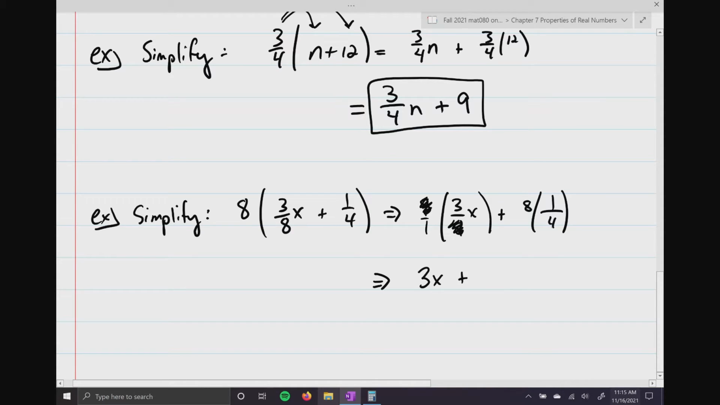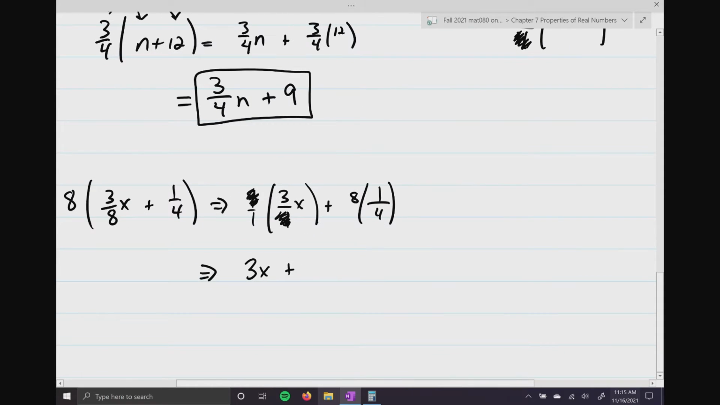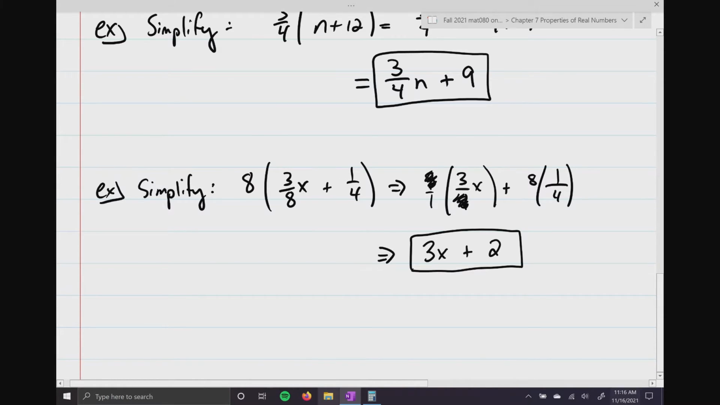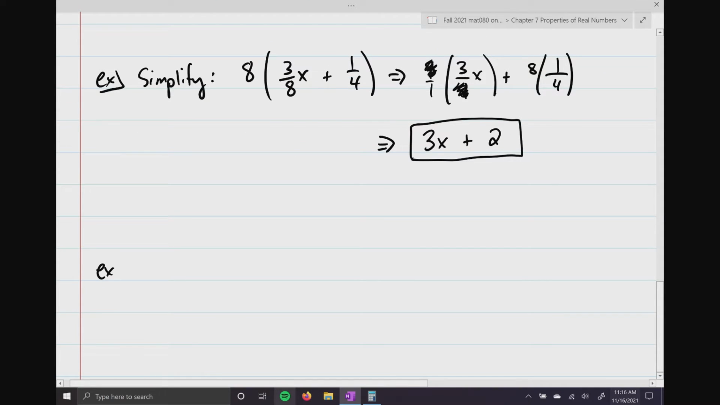Now over here, and I'll write it off to the right-hand side. That 8 times 1/4, well, I can rewrite the 8 as 2 times 4. And the reason why I did that is so I can visually see the 4's reduce. And I'm left over with 2 times 1, which is 2. So 8 times the quantity 3/8 x plus 1/4 is equal to 3x plus 2. All right. Now, this may look a little weird, but it's still the same exact thing.